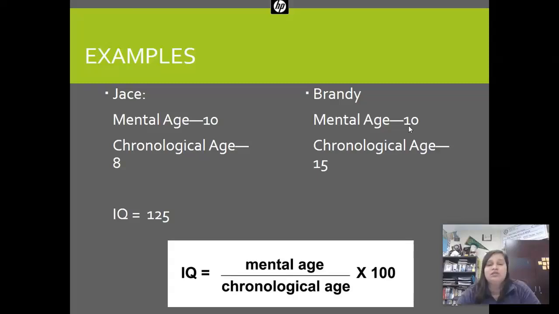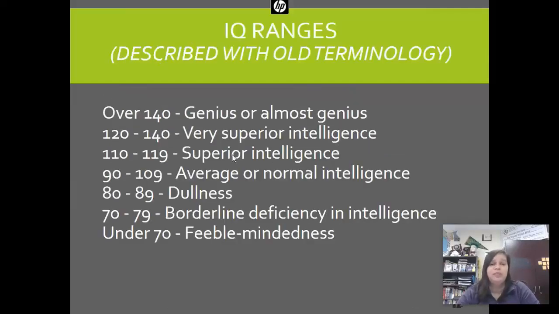Brandy over here has a mental age of 10, but her chronological age is 15. So even though she's 15 years old, she is behind mentally. And her IQ is 67, which would be considered an intellectual disability.